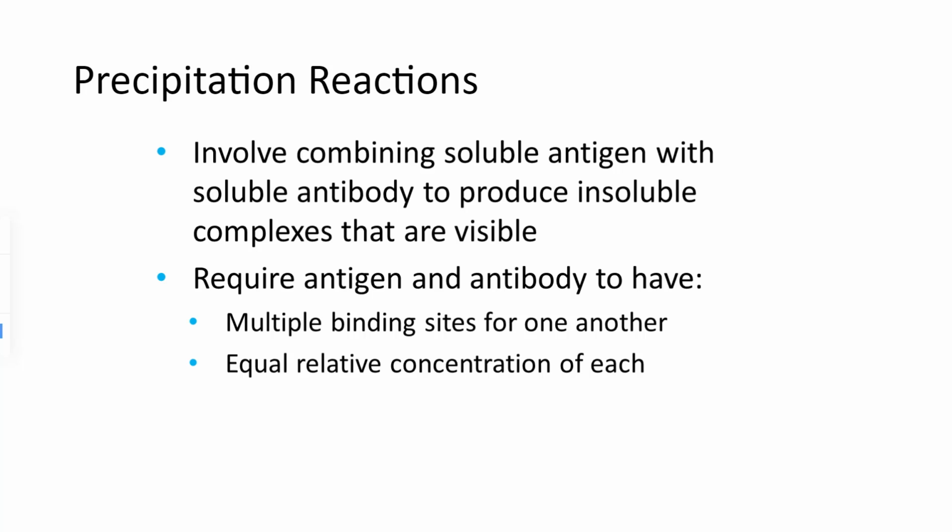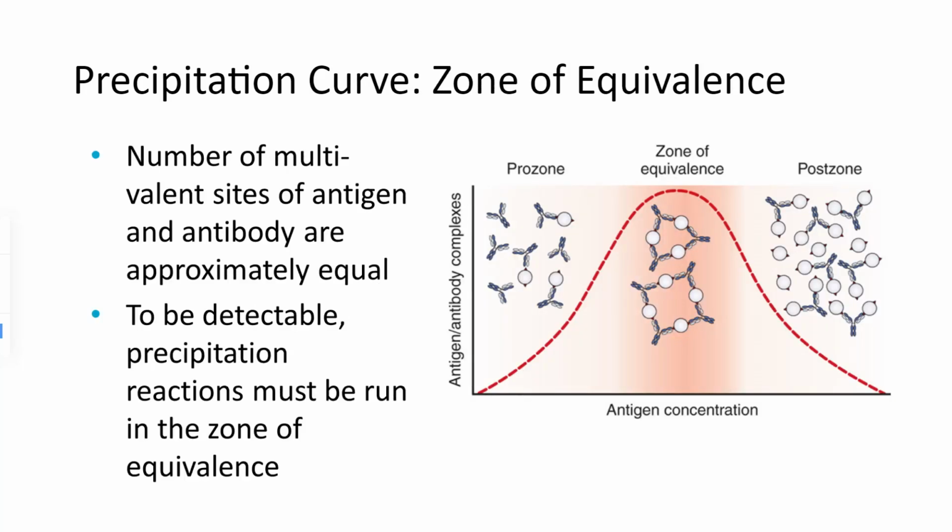Precipitation reactions involve combining soluble antigen with soluble antibody to produce insoluble complexes that are visible. It requires the antigen and antibody to have multiple binding sites for one another and equal relative concentration of each. The zone of equivalence. So this precipitation curve that you can see here has the prozone, the zone of equivalence, and the postzone. And this is so important because sometimes you can't just add antigen to antibodies and expect to see a reaction. Or you can't just add antibodies to antigen and expect to see a reaction. It takes a known concentration of each before you can determine that there's a reaction.